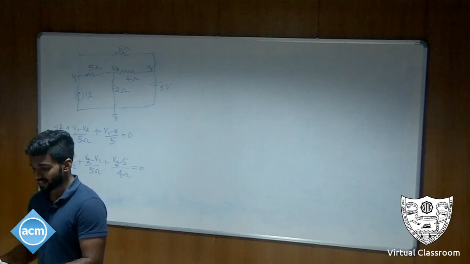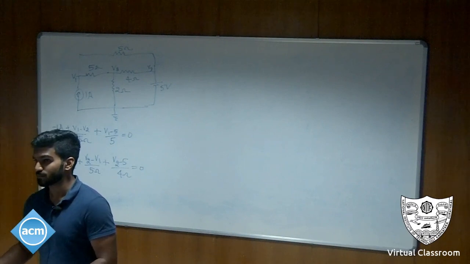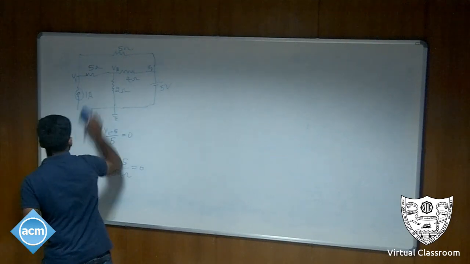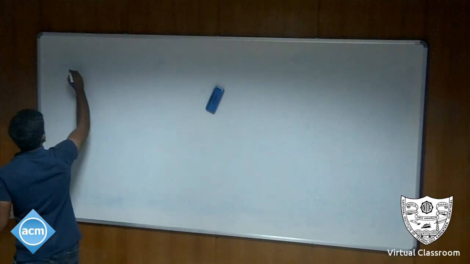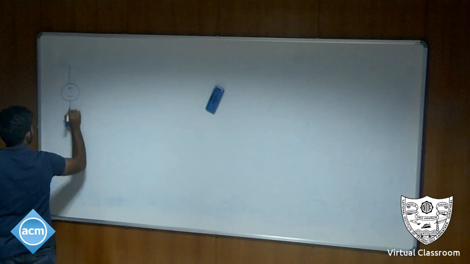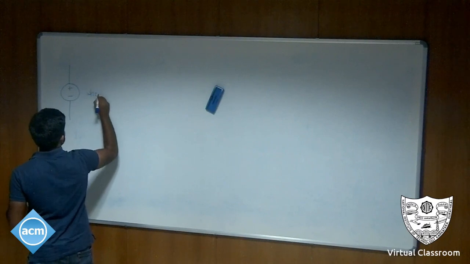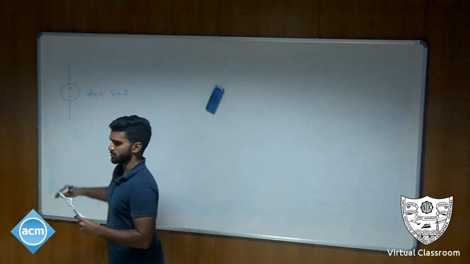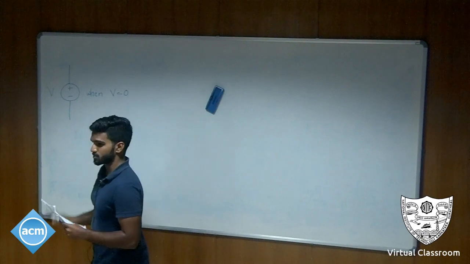Okay, before that, I'd like to cover something that's very basic, but we often miss out. What happens when V is equal to 0? This is a voltage source. What do you get when V is equal to 0?